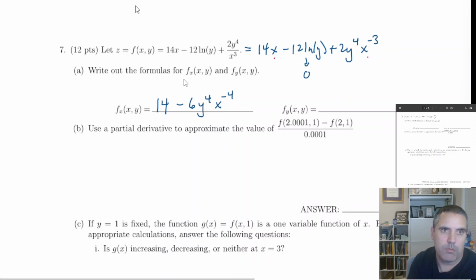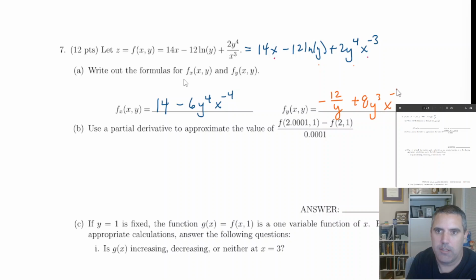And now we're going to take the derivative with respect to y. There's only 2 y's in this problem, this one and this one. The derivative of log of y is 1 over y. So I'm going to write negative 12 over y. And I'm going to write plus 8 y to the 3rd, x to the negative 3.